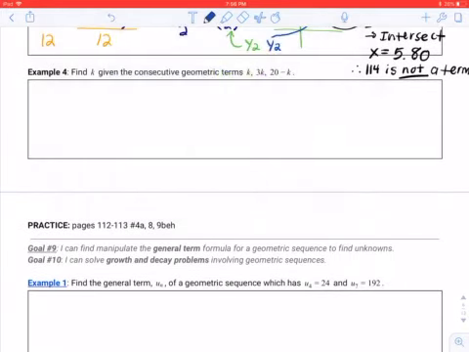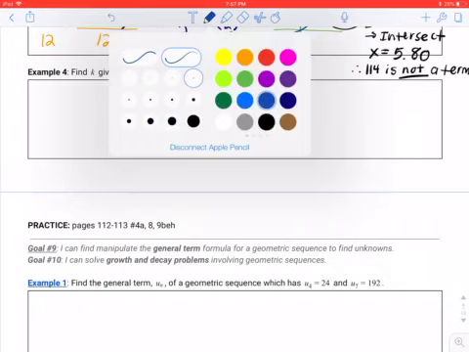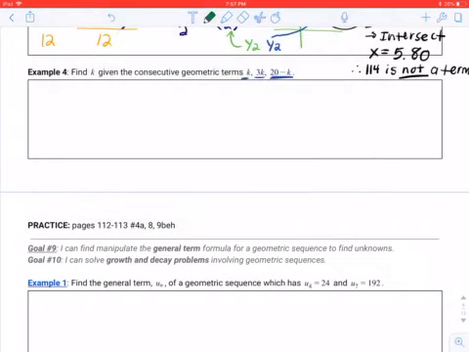Finally, for example 4, it's giving us 3 consecutive geometric terms in a sequence. So there's term 1, term 2, and term 3. And it's asking us to find the value of k that's going to make that sequence geometric. So what we need to use here is a little bit of logic. We know that if it's a geometric sequence, then it has a common ratio. And you find the common ratio by taking one term and dividing it by the term before it. So I could find the common ratio by taking 3k and dividing it by k. I can also find the common ratio by taking 20 subtract k and dividing it by 3k.